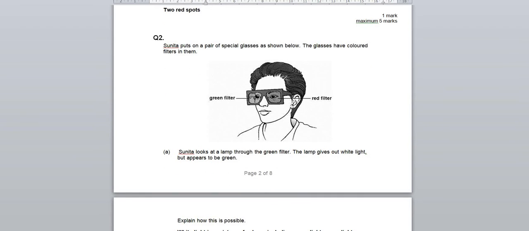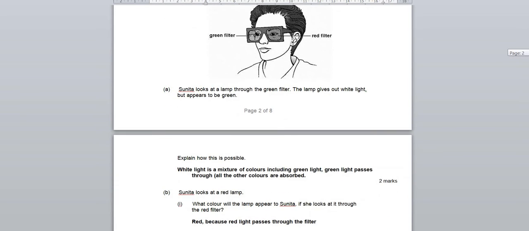Sunita put on a pair of special glasses as shown below. The glasses have coloured filters in them. Sunita looks at a lamp through the green filter. The lamp gives out white light, but appears to be green. So you've got a green filter on that side of the glasses and red filter on this side. And she's looking through a green filter. The lamp gives out white light.